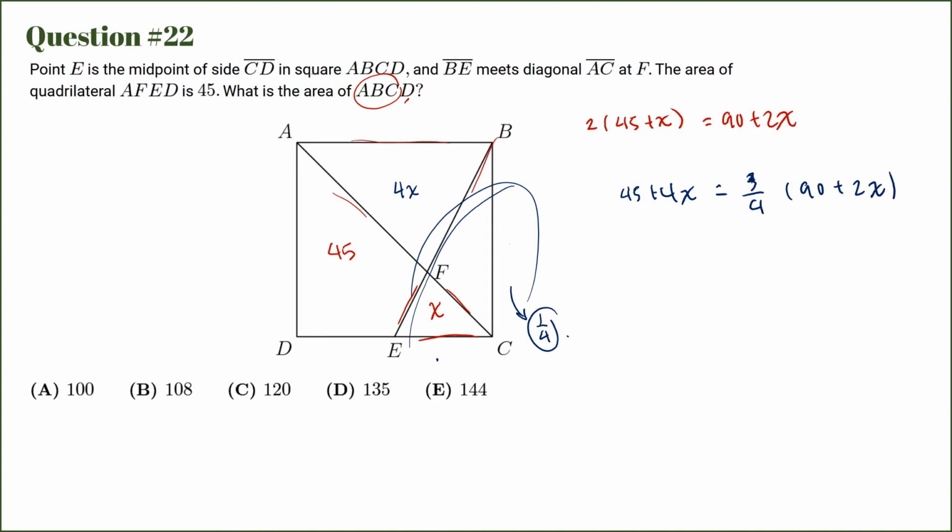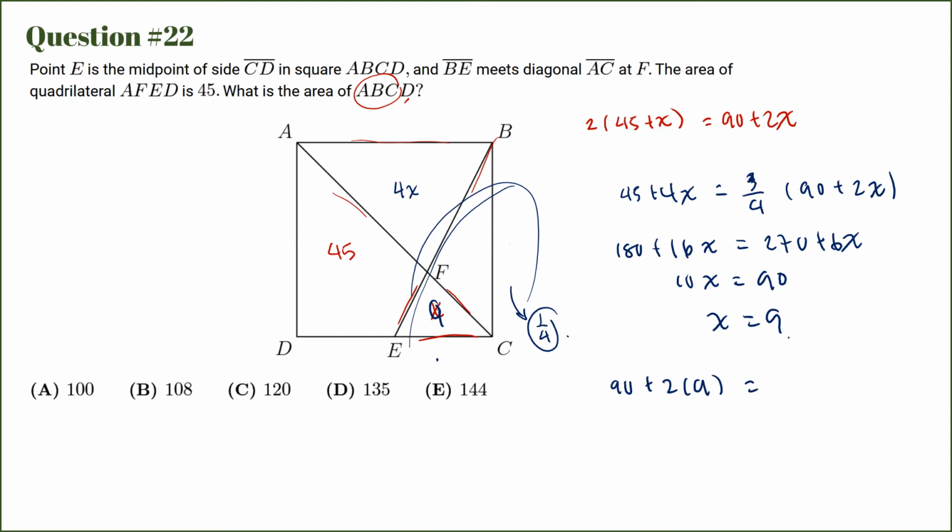So now we can just solve for x. Let's multiply by 4 on both sides. That would be 180 plus 16x equals 270 plus 6x. 10x equals 90, so x equals 9. So if x equals 9, then the total area of ABCD would be 90 plus 2 times 9, that equals 108. So the answer is B.